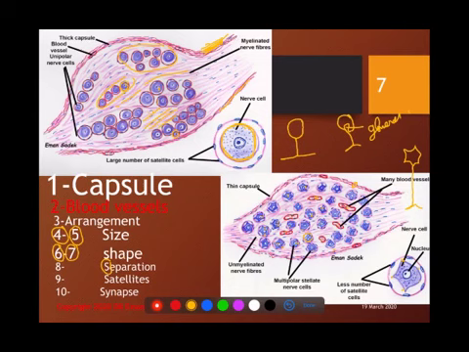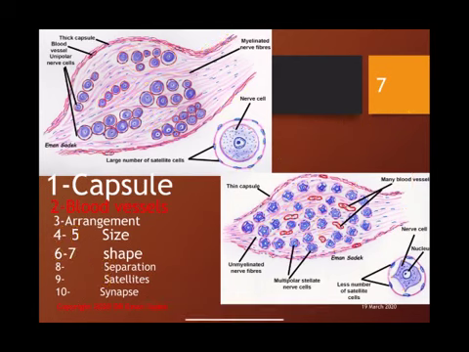But here we have the separation by what? By the unmyelinated. Don't forget that the postganglionic fibers are devoid of the myelin, so they are unmyelinated here. Number 9, satellite cells. Each cell is surrounded by neuroglial cells called satellite cells. Satellite cells here are surrounding a large sized cell, so the number of satellite cells here is more.